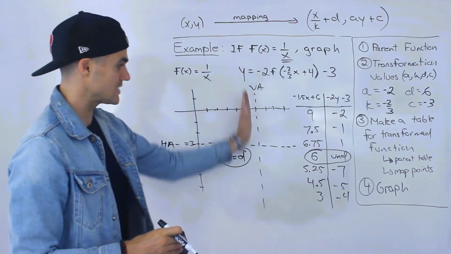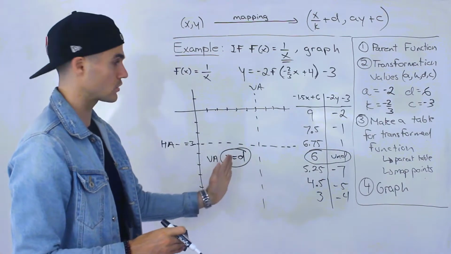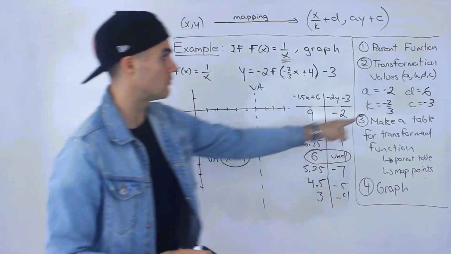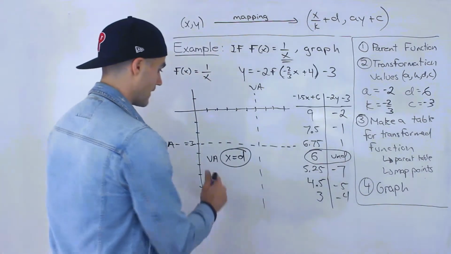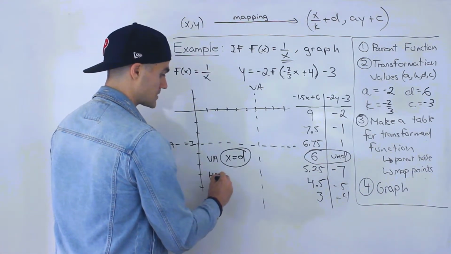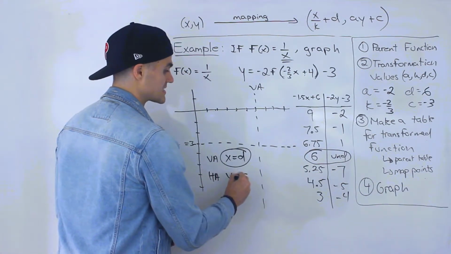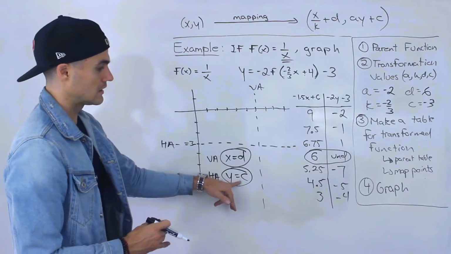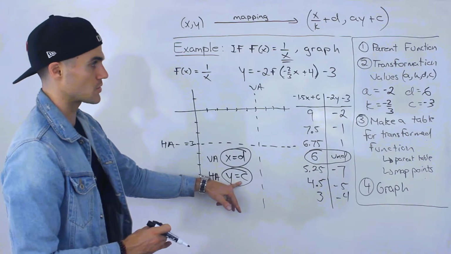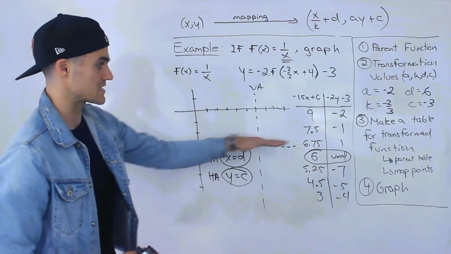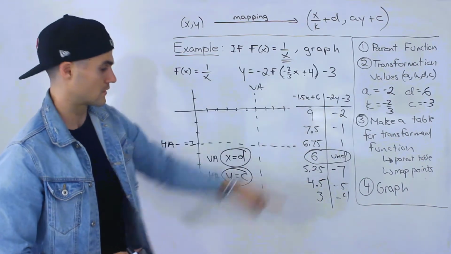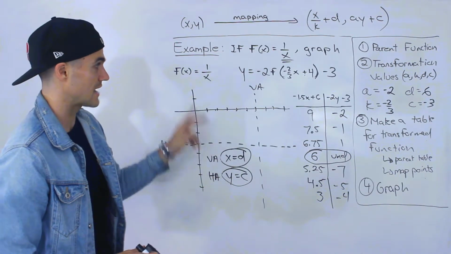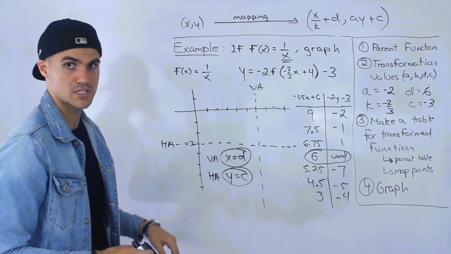Right? x equals a number is always a vertical line. So the vertical asymptote is x equals the d value, positive 6. And then the horizontal asymptote is always going to be y equals the c value. Remember, y equals a number is always a horizontal line, and the horizontal asymptote is always going to be the c value. In this case, it was -3, right? So you may want to write this down for 1 over x in particular.